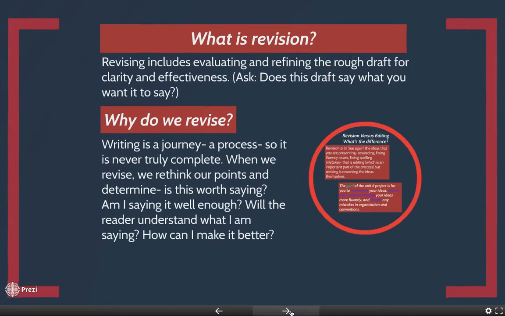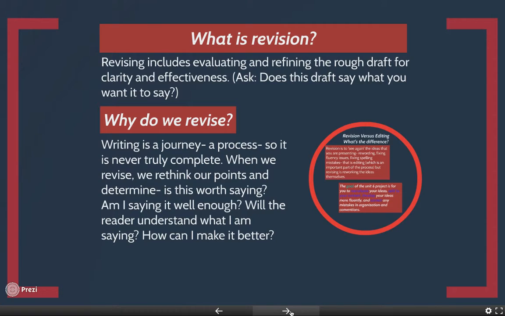One of the really important elements to talk about is what revision is, and then we're going to focus on what the difference is between revision and editing. So revising an essay includes evaluating and refining the rough draft. So what does this draft say? Does it say what you want it to say? Is it effectively communicated? Writing is a journey. So every writer, whether you're J.K. Rowling or Stephen King or a student in English class, that journey is never really truly complete.